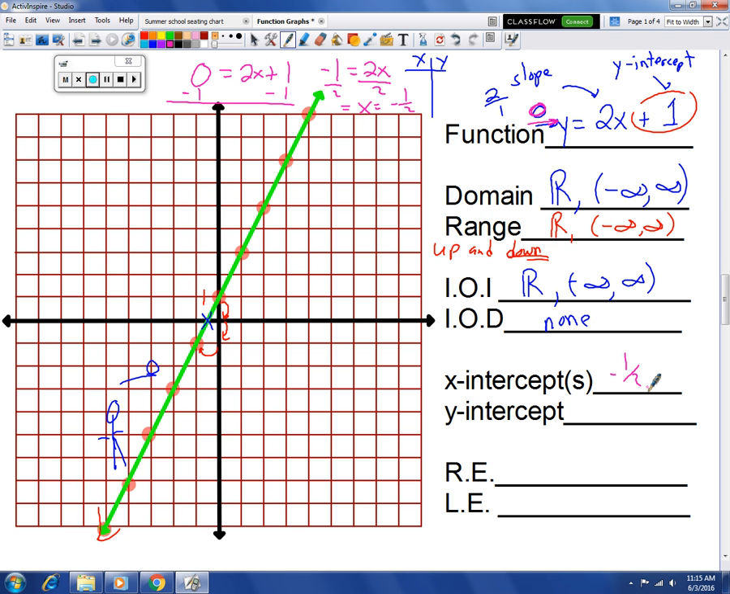Alright, what's the y-intercept? Again, you can get it from the equation way up there, plus 1. You can get it right there. Okay, y-intercept's 1. What's the right end? It's the same as the last few examples. As you go to the right, the y values get larger and larger. What's the left end? As you go to the left, y gets lower and lower. Okay?